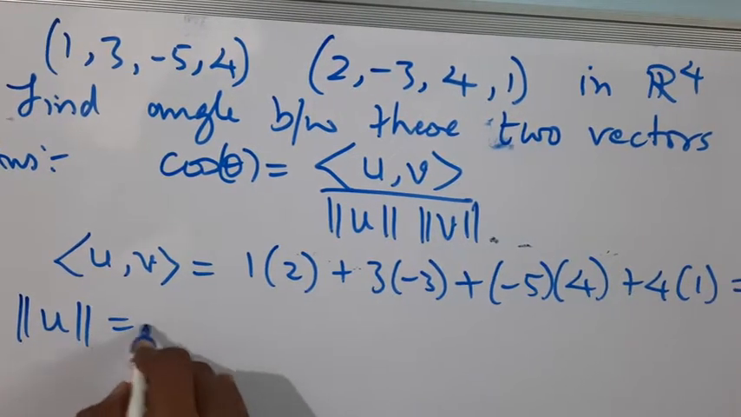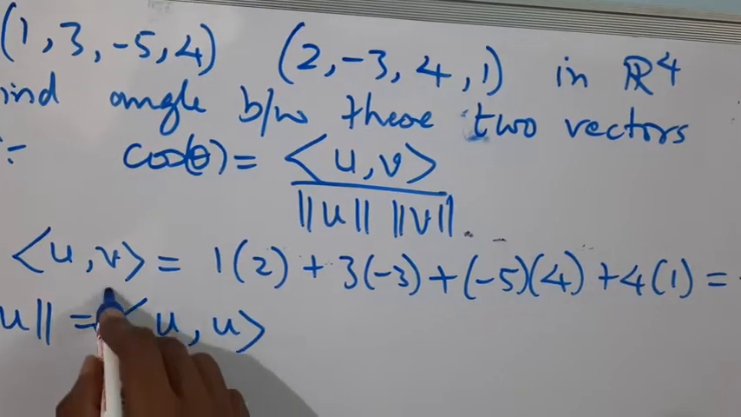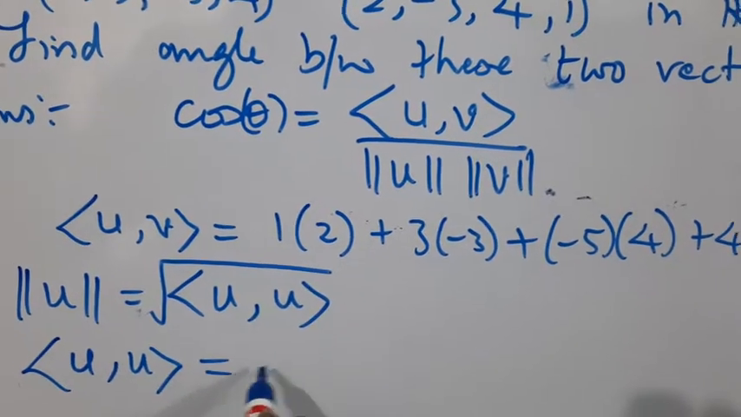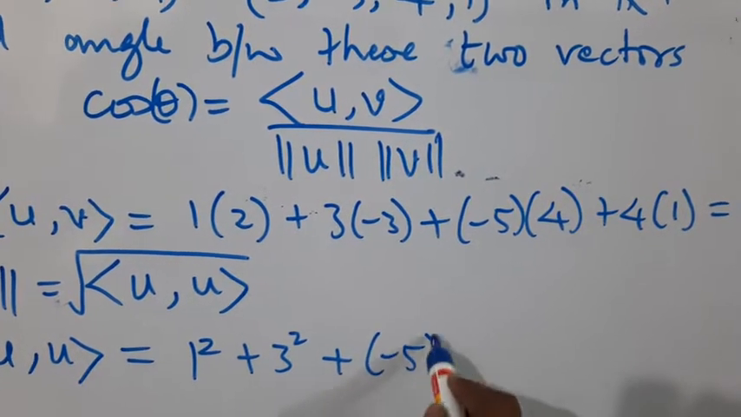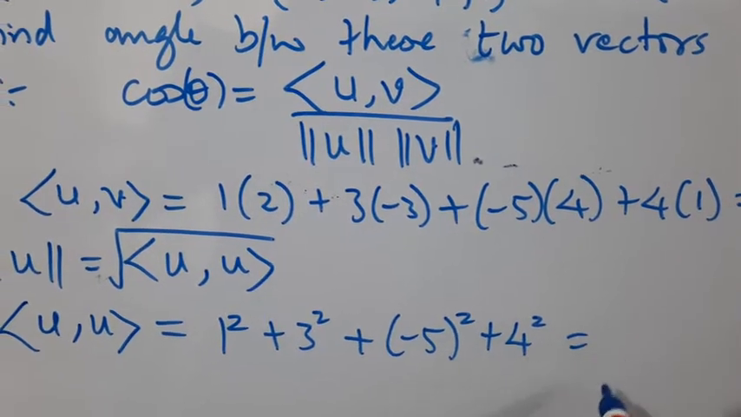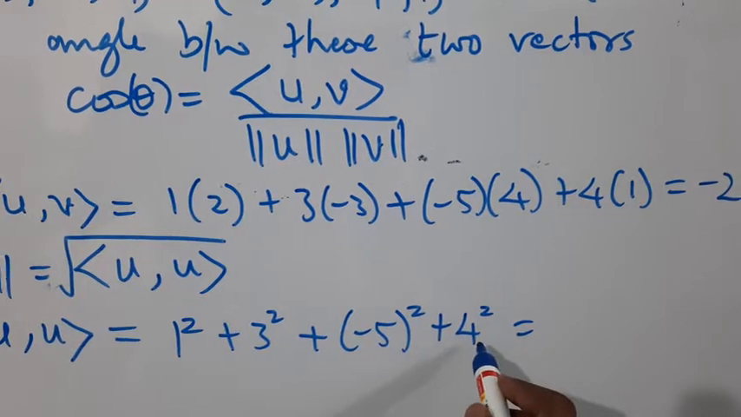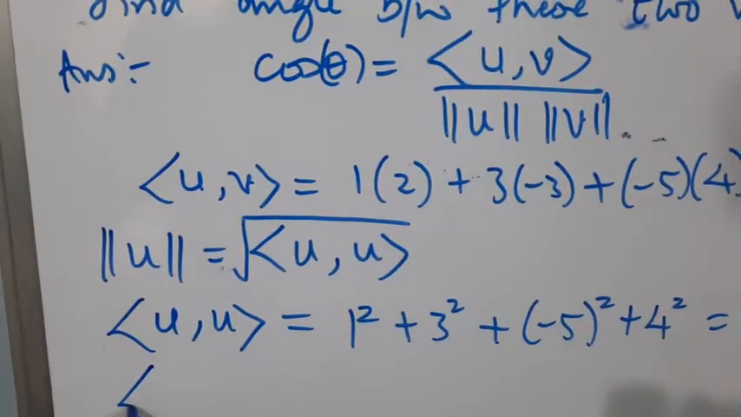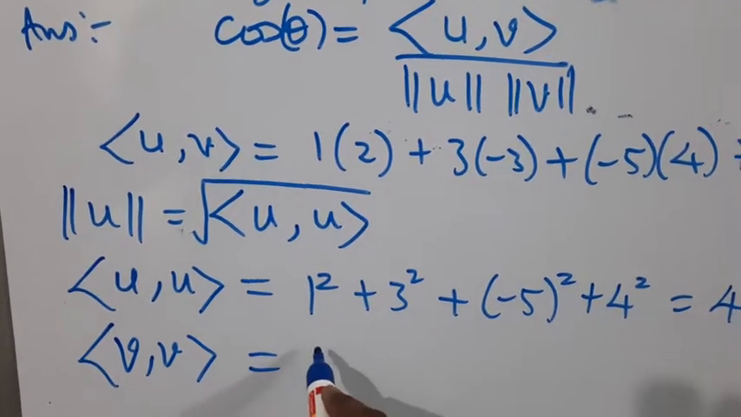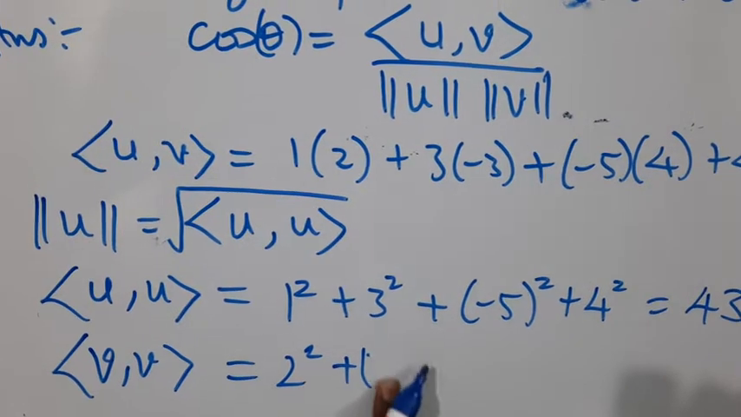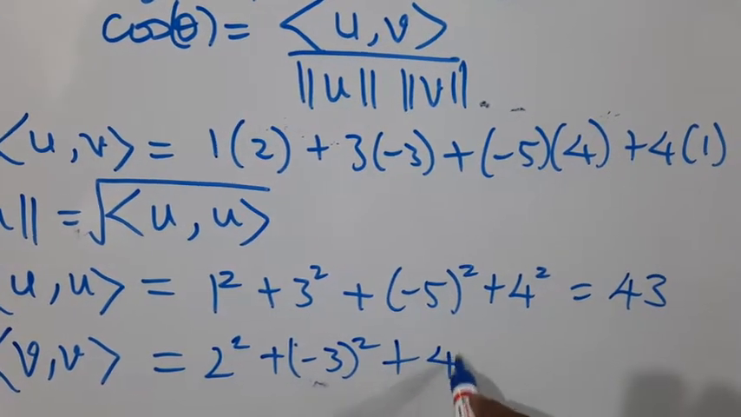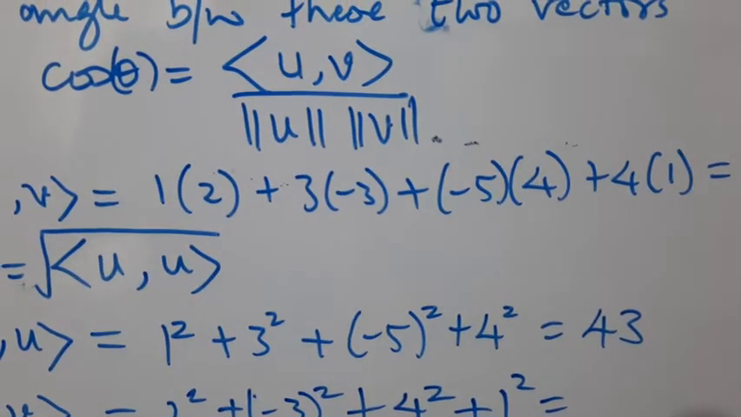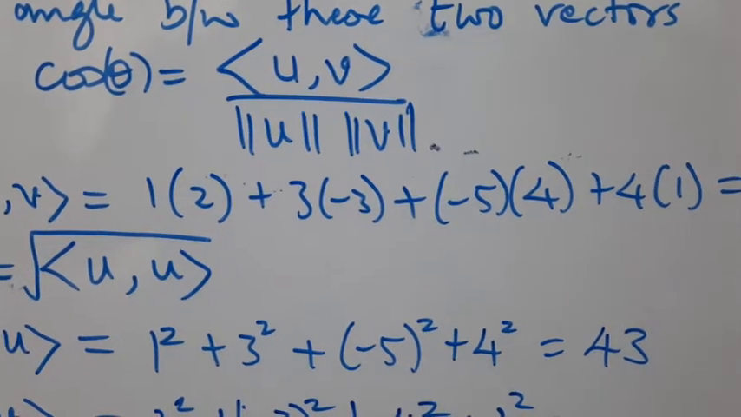Now norm of u is the square root of the inner product. Inner product of u with itself is 1 squared plus 3 squared plus minus 5 squared plus 4 squared, which is 25 plus 8, 33 plus 10, 43. Similarly, inner product of v with itself will be 2 squared plus minus 3 squared plus 4 squared plus 1 squared, which is 9, 10, 26 and 4, 30.